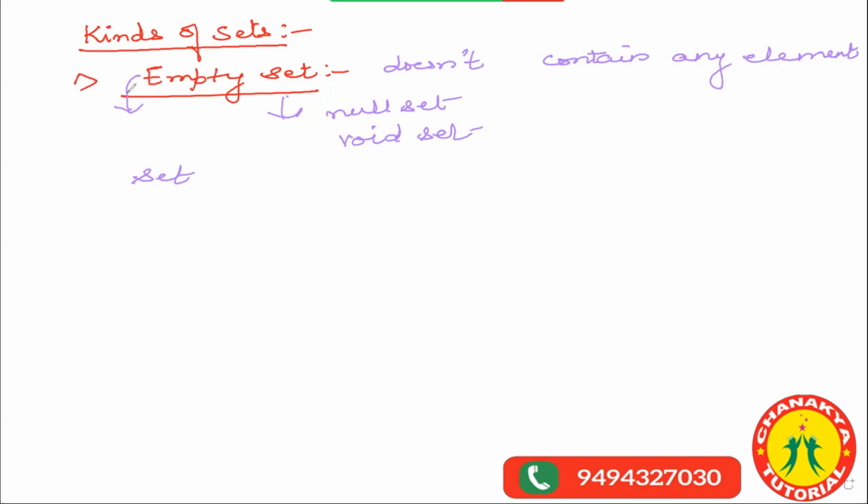See, the first kind of set is empty set. Empty set means there will be no element in that particular set. Another name for empty set is null set. You will call empty set as null set also. In exam, you can be asked like this: what do you mean by null set?